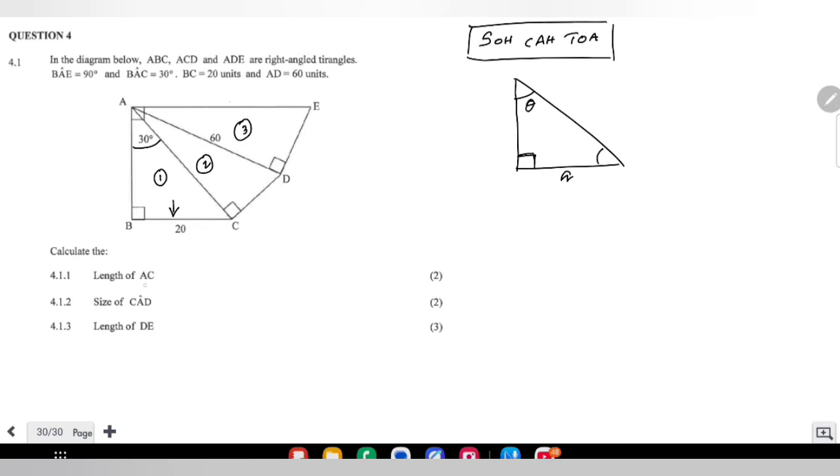So look at the first question. Find the length of AC. We can find that because AC is part of this first right angle triangle. Of course, it's part of the second one too, but the first one has more information, right? So we can use SOHCAHTOA to do that. Is it clear? So that's how you have to think.